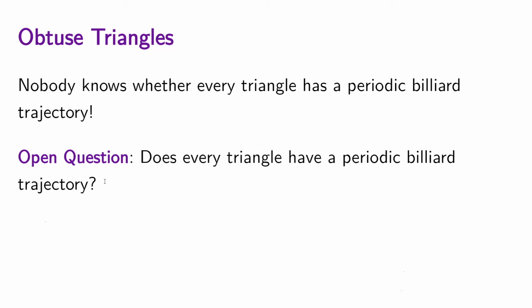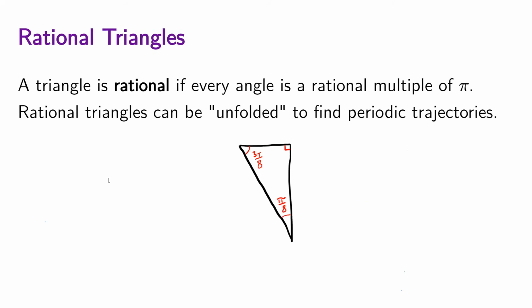There has been some work on this problem. For instance, if your obtuse angle is less than 100 degrees, I think there's a computer-assisted proof that you always have a periodic billiard trajectory. But in general, the question is open. Kind of amazing. Okay, so next I'd like to talk about another, a special class of triangles, where it turns out that we can still solve the problem whether they're obtuse or not.